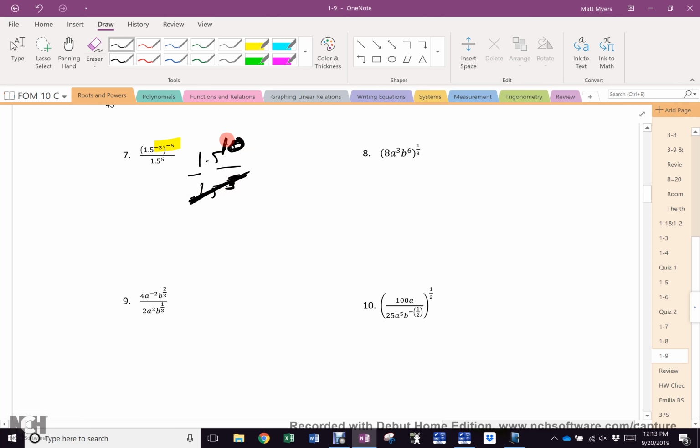Number 8 is really weird until you stop and think about it for a sec. If this exponent out here was just a regular number, what would we do with it? Yeah, we'd put it to everything inside, right? So this 8 would get a 1/3. We know what that is. What's that? The denominator is the index. Right. Do we know the cube root of 8? 2. Addison.